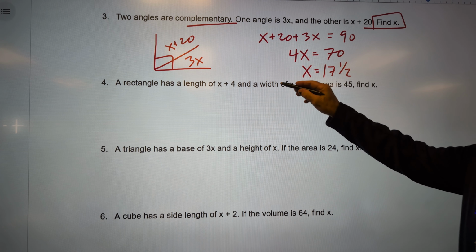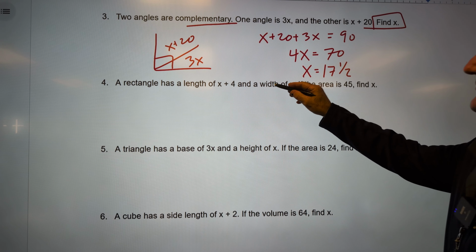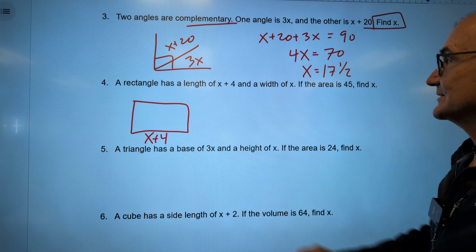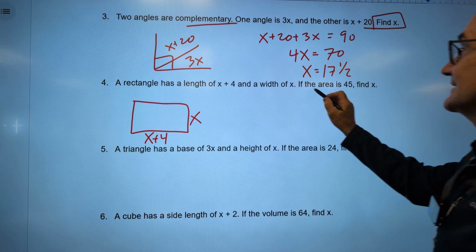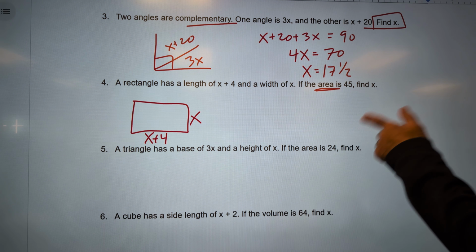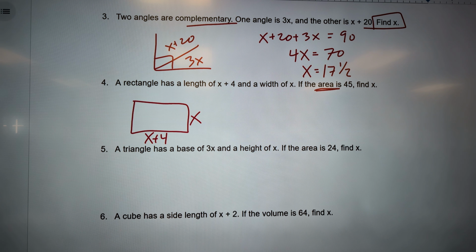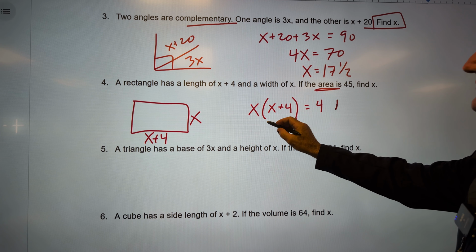Okay, number 4, from problem to picture. A rectangle has a length of x plus 4 and a width of x. Find the area. So the last one was perimeter. This one's area. So it is base times height. And the area is equal to 45. Problem to picture, picture to equation. And then solve the equation. So this is 45. I have to distribute that x through the quantity.